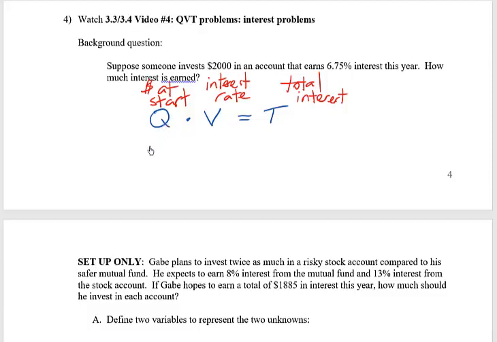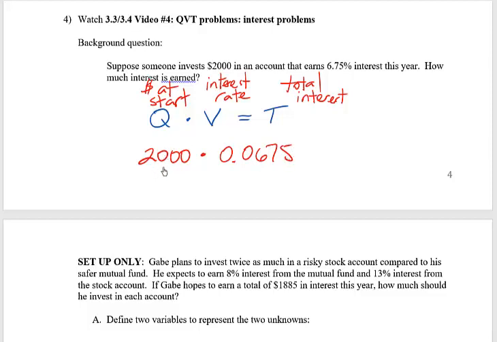I know how much money I started with, $2,000. I know what the interest rate is, 6.75%. Now be careful here. If you want to work with a percentage in a calculation, you need to change that percentage to a decimal. And so you do that by moving the decimal point 2 places to the left. So I would write down here 0.0675. That would be 6.75% as a decimal.